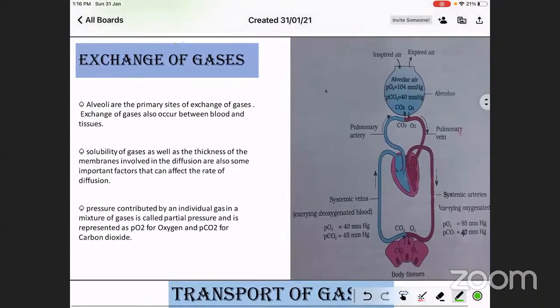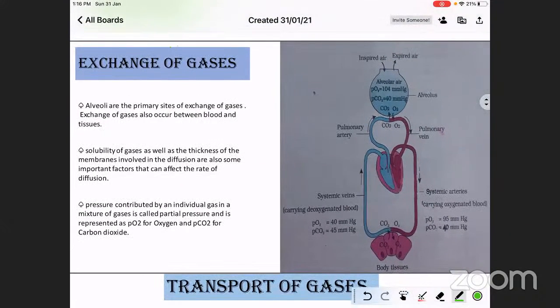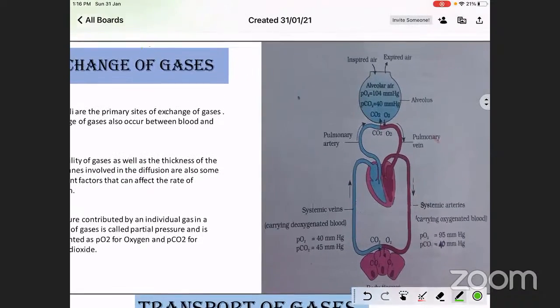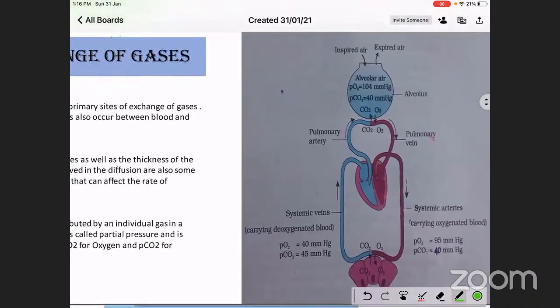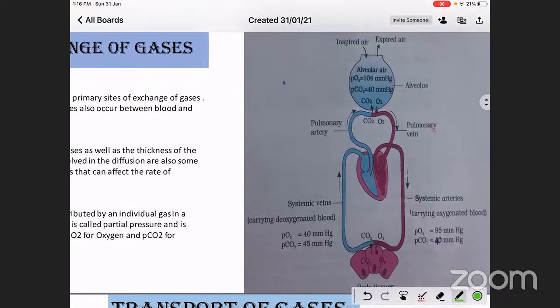Now, today we are going to talk about the introduction to the exchange of gases. From the next class, we will continue with the transport of gases and the exchange of gases. Let's first talk about the exchange of gases. So in your NCERT books which you are using at this standard, you will see this diagram. Okay, so we know this is the alveoli, and I have already told you that the alveoli is the main station, the main platform from where the gaseous exchange takes place.